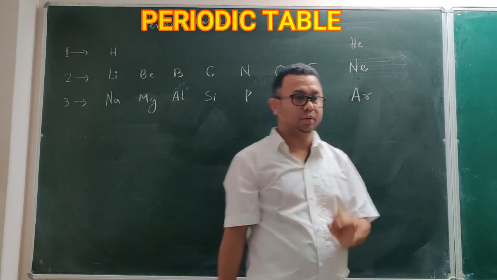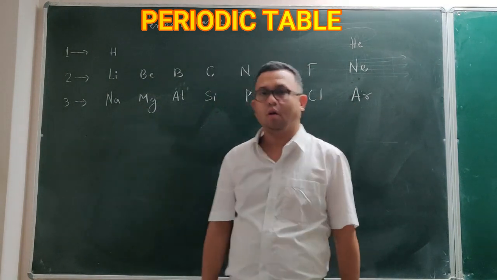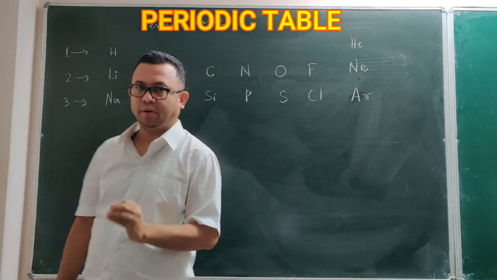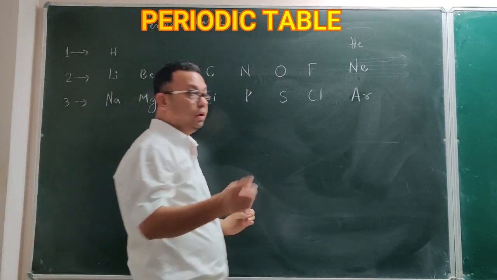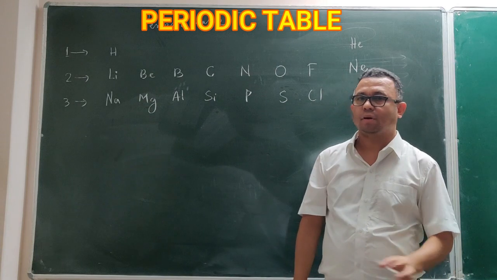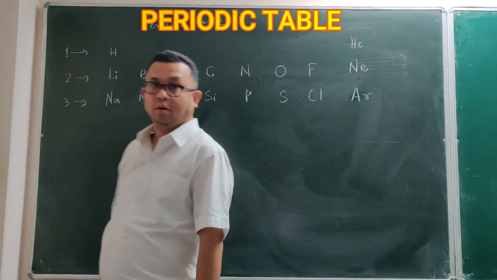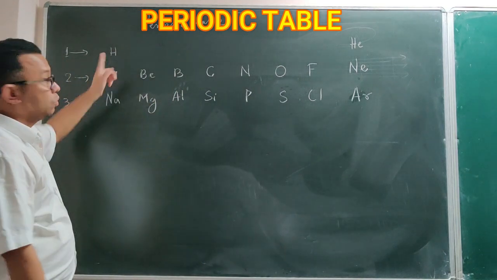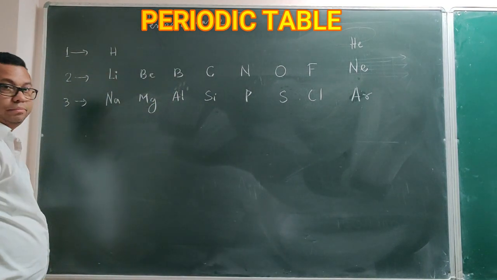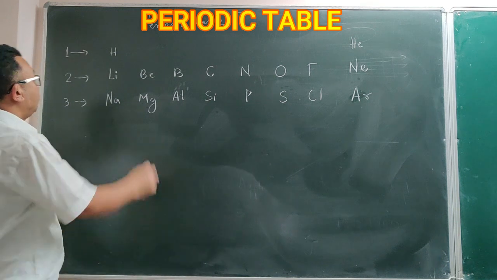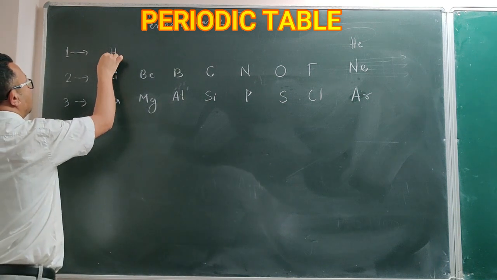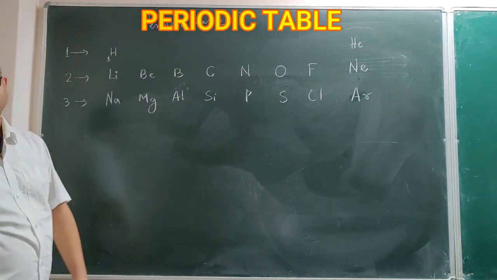Now, atomic number. As you know, the modern periodic law is based on atomic number, as I already discussed. Atomic number means the number of electrons or the number of protons present in an atom. Like hydrogen has only one proton or one electron, so that's why it is placed 1. Now let me write: hydrogen has an atomic number of 1. Okay, let me write here 1, atomic number.